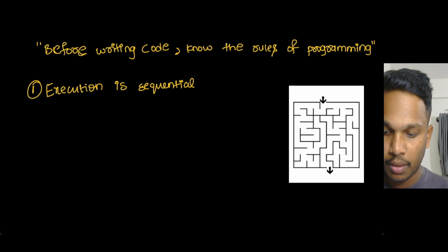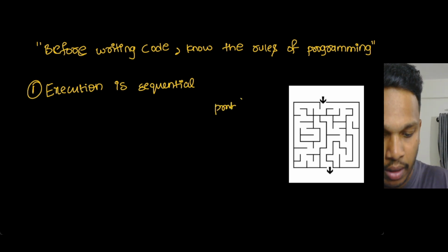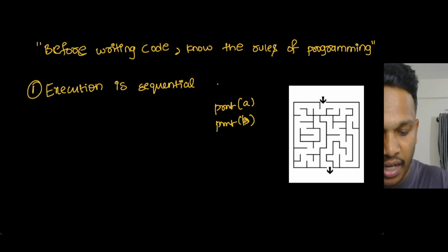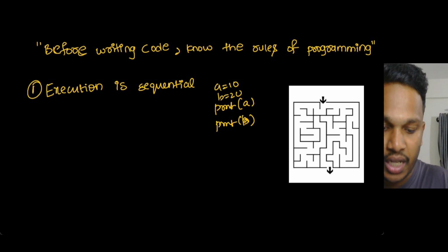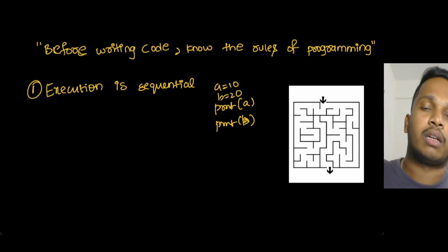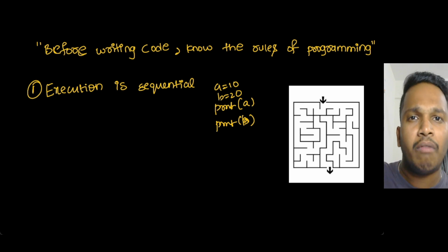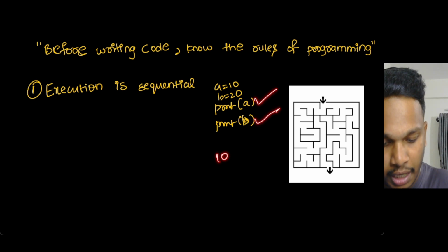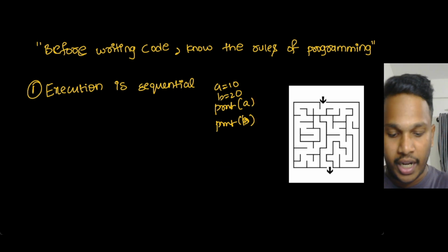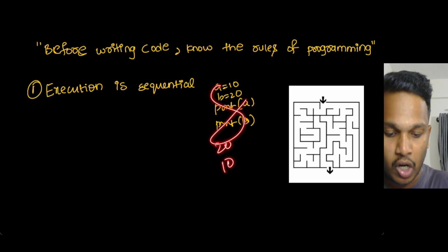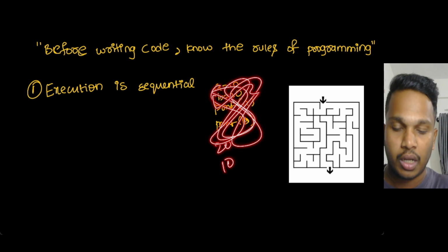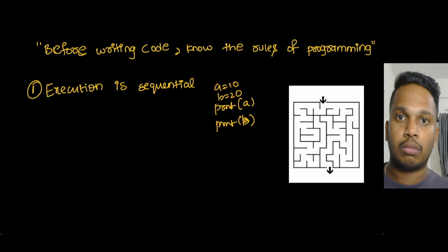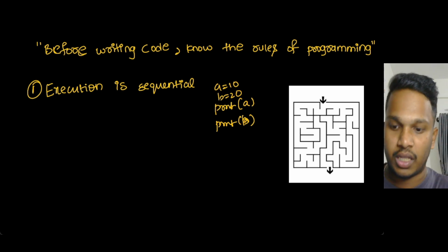For example, if a boy or a girl writes print A, next print B, where A value is 10 and B value is 20, then anywhere in the world, if they execute this program, it will print 10 first. After that, it will print 20. It cannot print 20 first and then 10. The computer will not execute in random order. It will happen from top to bottom, sequentially, line by line. It will not go in a jumbled order. This is the first thing.